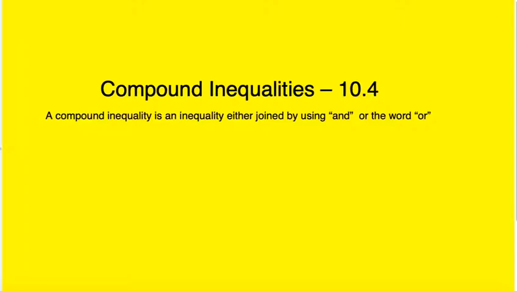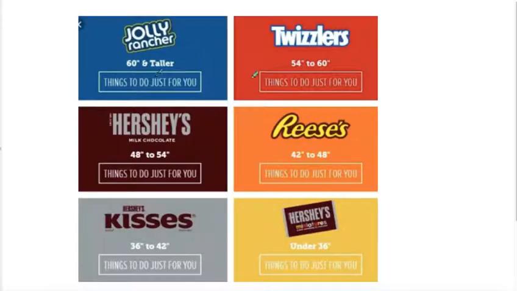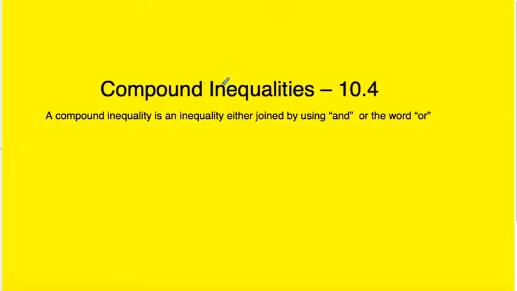Now, you may remember from class we talked about back when you were trying to go on rides, and these are some of the ride signs at Hershey Park, and could be represented by an inequality. For example, to be able to go on the Hershey rides, you had to be between 48 inches to 54 inches. And so we talked a little bit about that in class, but I wanted to formalize compound inequalities.